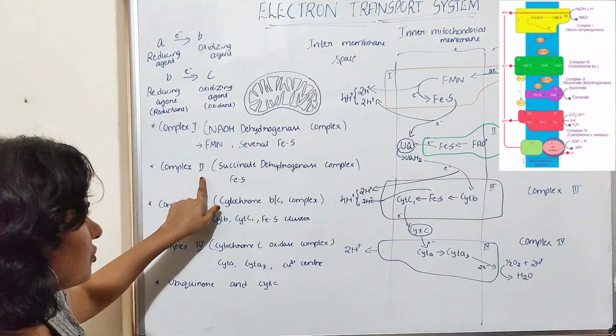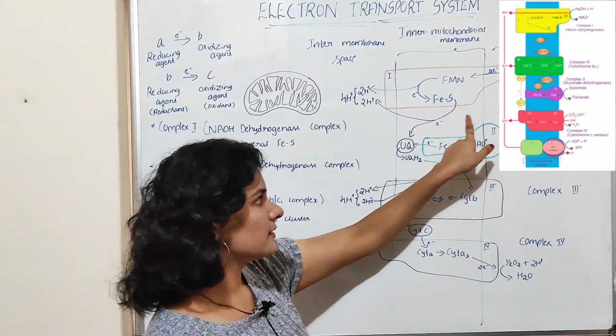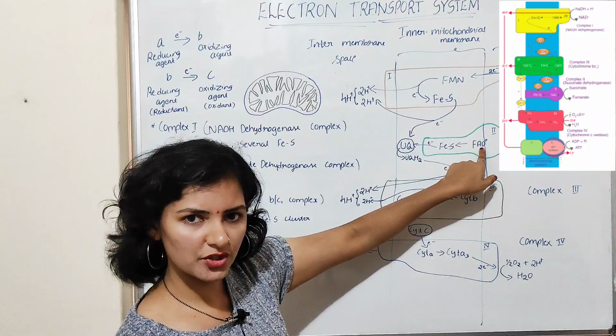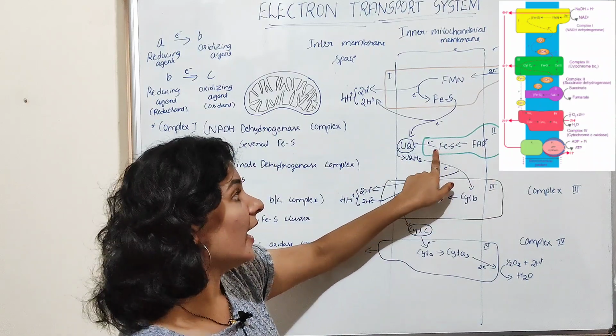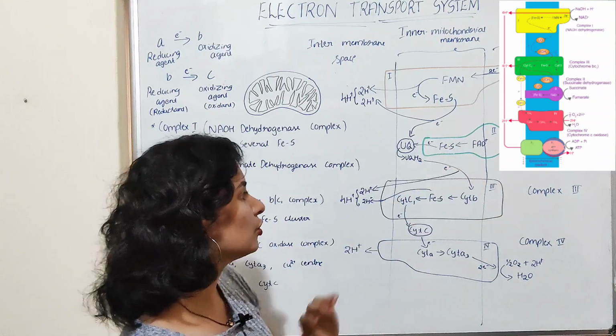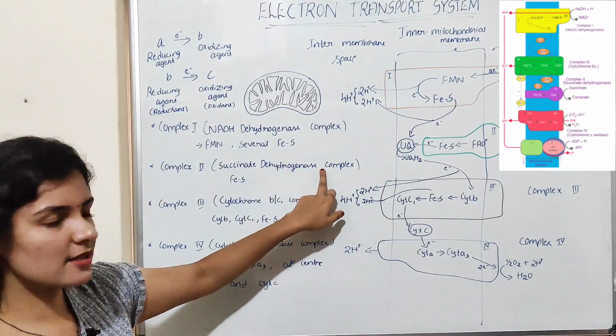Next one is complex 2, which is also called succinate dehydrogenase complex. As you can see in this diagram, this complex 2 has FAD, which is produced in the Krebs cycle, and FeS. There are several FeS clusters. So these two groups together form complex 2, that is succinate dehydrogenase complex.